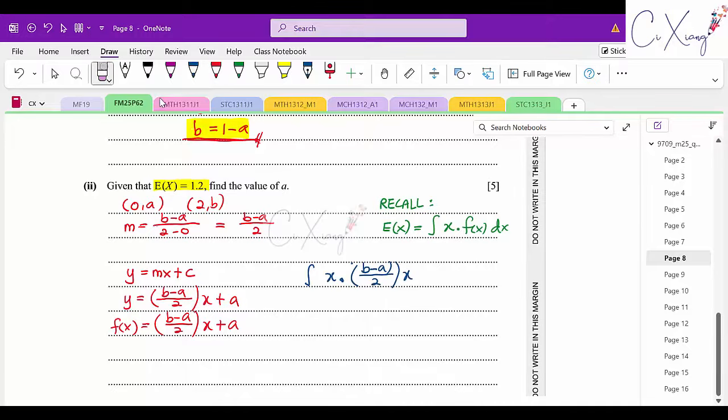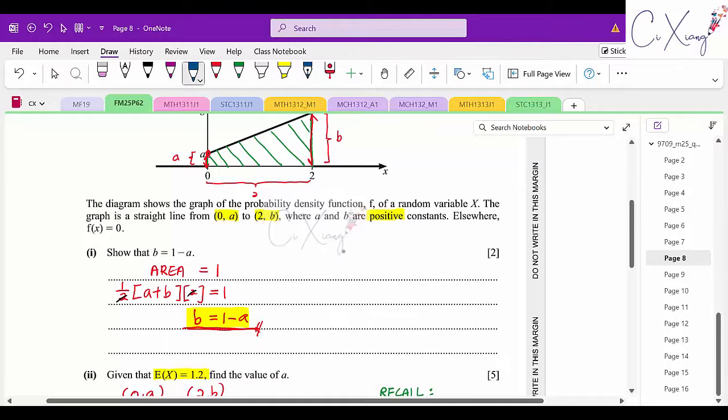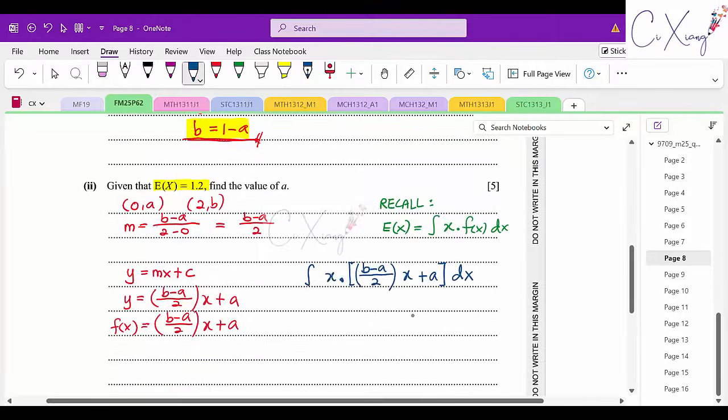I think I have to put a square bracket here. This is mx plus c. Okay, so this is the expected value: x multiplied with the function f, and the limit that we put has to be the x value provided here. Our graph starts at 0 and at 2. So the limit will be 0 until 2.